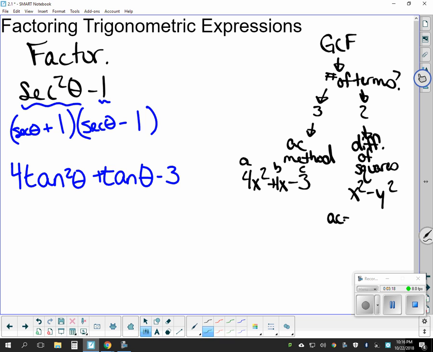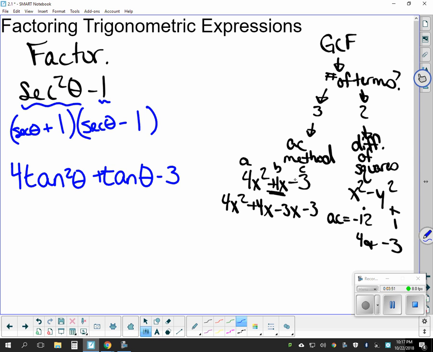Let me just mark this off to the side. So I need to figure out 2 numbers that multiply to negative 12, but that will add to our B, which is 1. What 2 numbers multiply to negative 12 and add to 1? Positive 4 and negative 3. 4 times negative 3 is negative 12, but 4 plus negative 3 is 1. So then what I do is I replace my middle term, 1x, with these 2 numbers, and I just stick an x with them. So 4x, negative 3x.